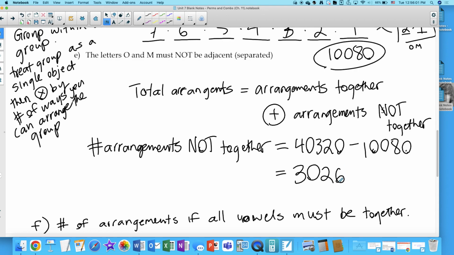260. 60 or 40? 40, that's what I thought, okay. Right? This is the important thing.